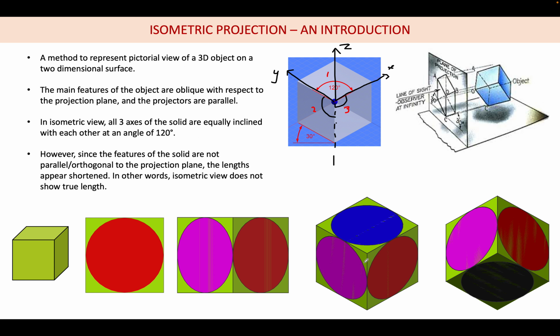If you see these edges, all these edges are not parallel to the projection plane, so they are inclined at an angle to the projection plane. Because of this, there is something we call foreshortening that we are going to see now.